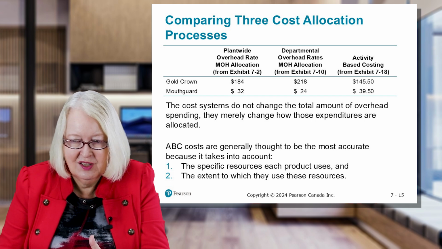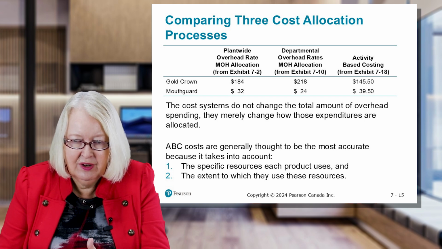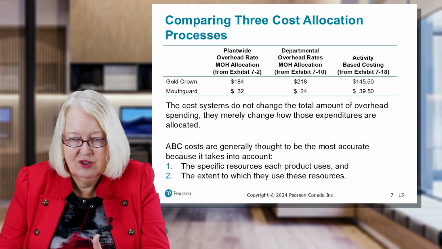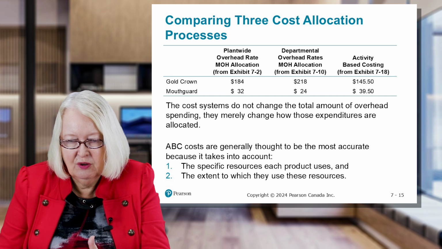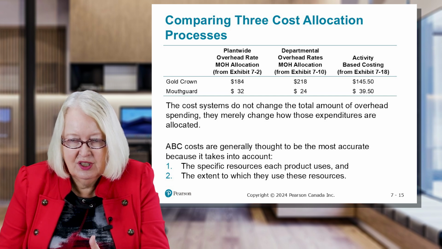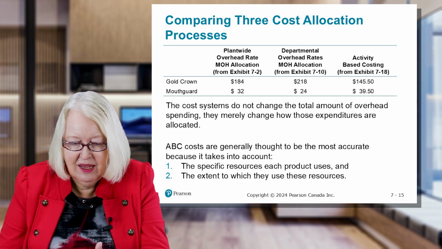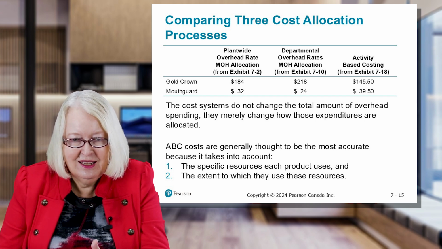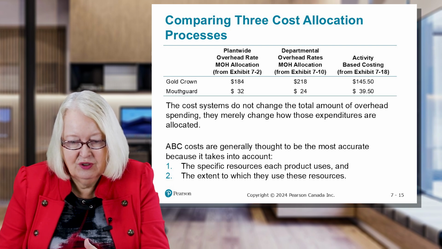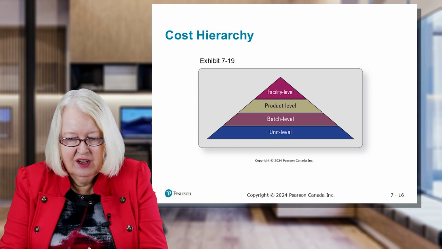What you're doing is you're trying to find a way to accurately reflect how much of the overhead each of your products is using. Because if you don't have that allocated accurately, you could be charging too much for your product or maybe not enough. So either way, you're not making as much money as you could make because you don't have accurate information on your costs. So we looked at cost hierarchy.